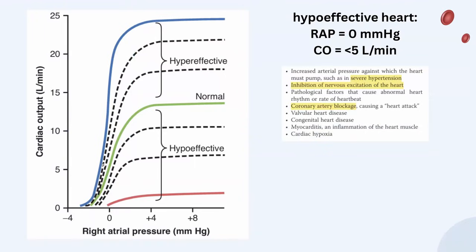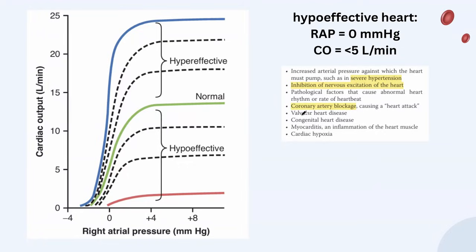Now in hypoeffective, the heart is not working. It's literally not working. It's not contracting properly. The strength of contraction is decreased and the heart rate is also decreased. Okay. So this scenario can happen in severe hypertension. It can happen when you have an inhibition of the sympathetics or when you have coronary artery blockage. Remember, coronary arteries supply oxygen to the heart. So when you have less oxygen in the heart, it's not going to contract properly. It's going to cause a heart attack probably.